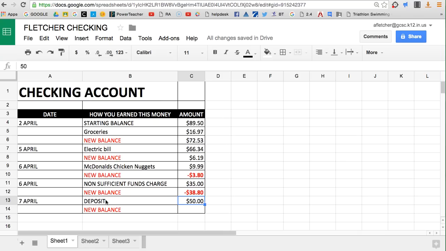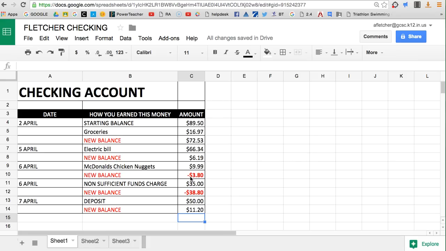So when you deposit, that means you put money in. I'm going to put $50 in, but I'm not going to have $50 in there because I owe. So we're going to click here, equals our previous balance, and it's a deposit this time, so we're going to do plus. I'm putting in $50 to get myself out of that hole. I put in $50 to get me back in the good graces with the bank, and I have $11.20.